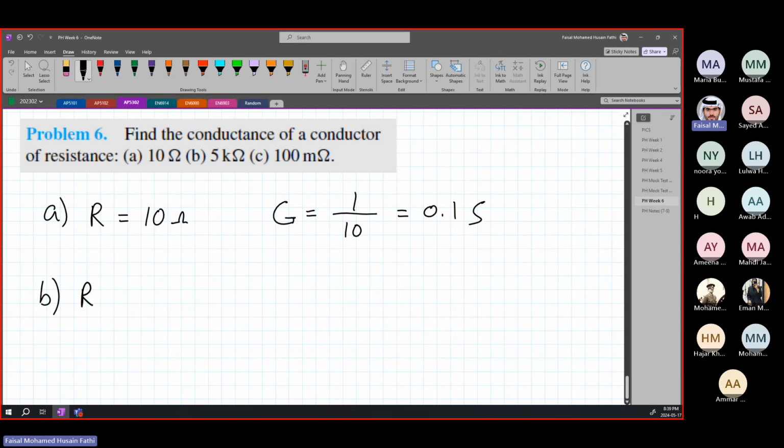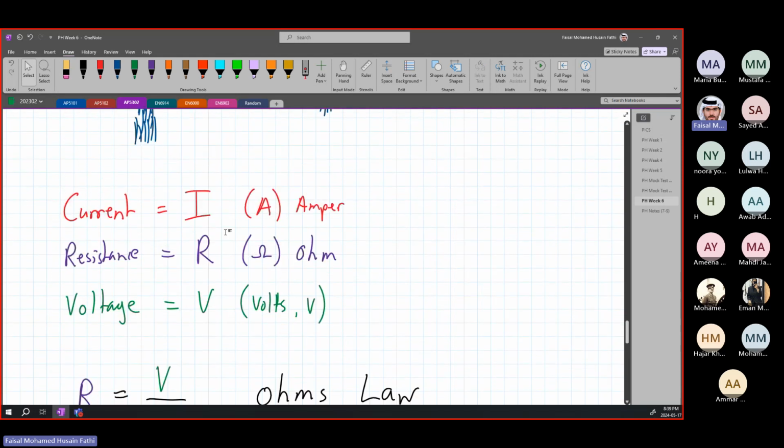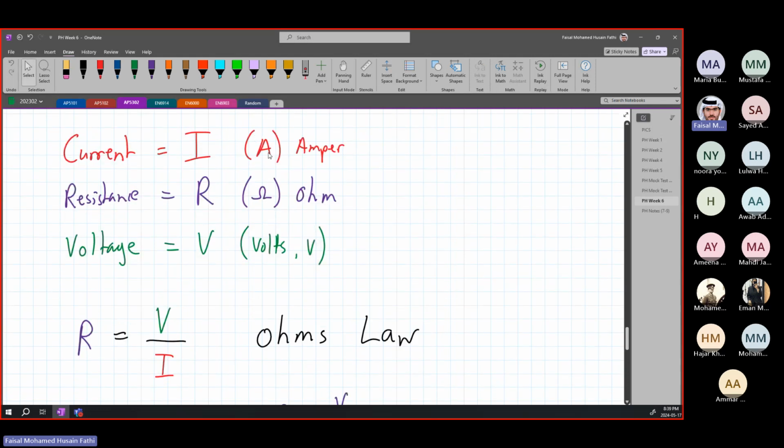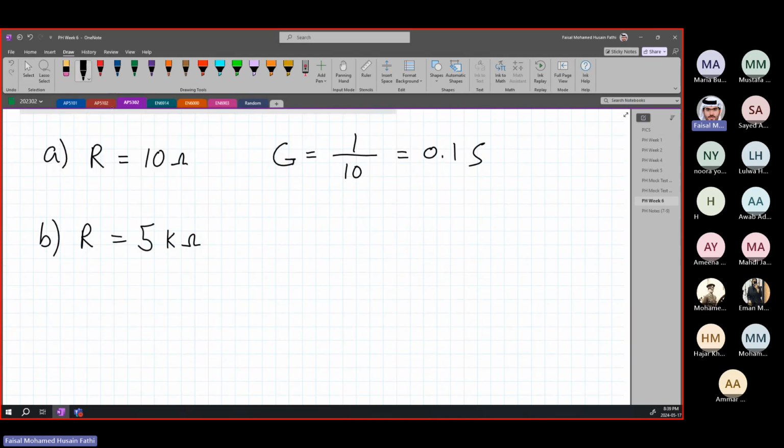Now for part B, we have resistance equal to 5 kilo ohms. Remember, the very first step is making sure that this is in the proper SI notation. In SI notation, when we are using amperes, you notice that ohm has no prefix before it. It has to be in ohm. Same thing for voltage, it has to be just volts. And same thing for amperes, which should just be A. Since we have 5 kilo ohms, remember that kilo is simply 5 times 10 to the 3, or in simpler terms, 5 times 1000 ohms. So this is equal to 5000 ohms.